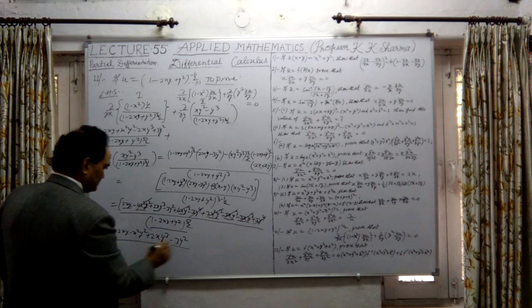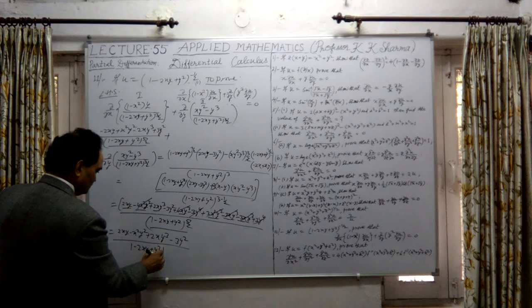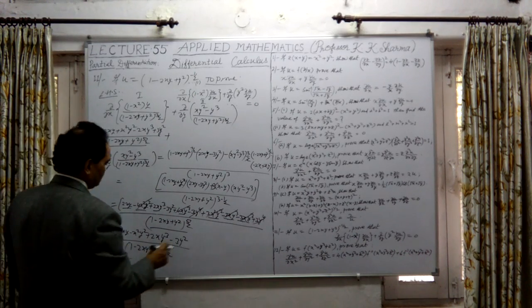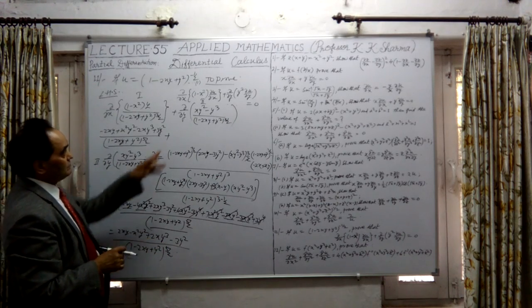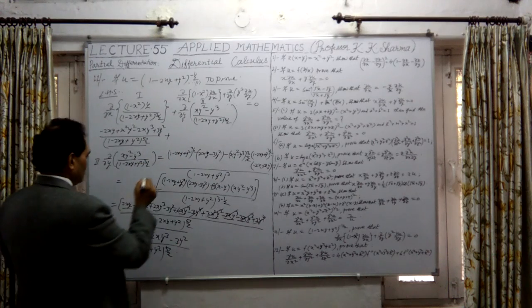This is the numerator here, divided by 1 minus twice x by plus y square whole power 5 by 2. This is part second. Now this is the value of part second here. Let me substitute here. So what is this value?